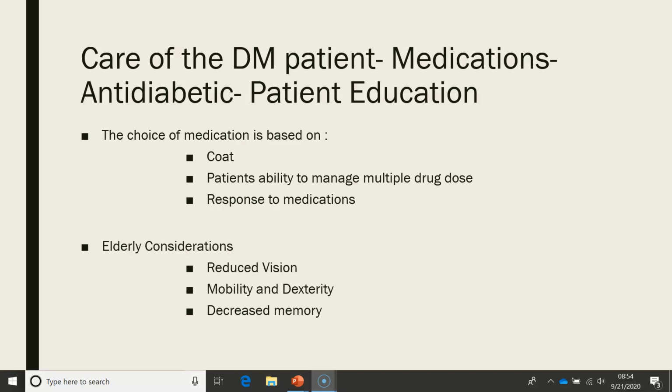You really need to be able to look at what the patient's insurance is going to be able to cover, and what's the patient's ability to manage multiple drug dosing, or if they're taking different types of anti-diabetic medications that have different actions. You need to make sure that you're teaching them about those medications so they understand the importance of taking multiple types of anti-diabetic medications.